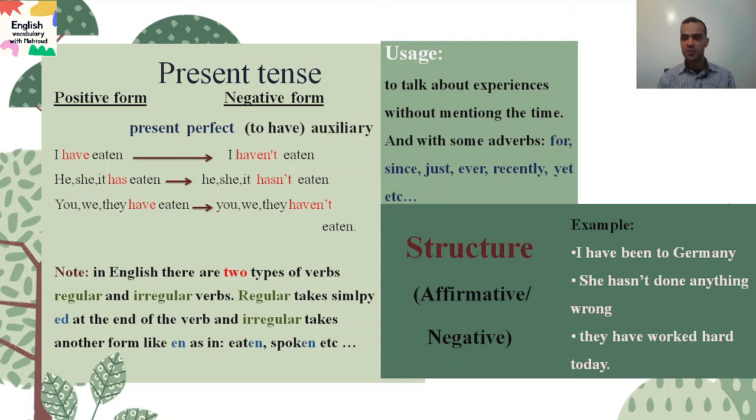Okay, as I told you, this is an experience that someone, or me, it could be me, why not? I've been to Germany. So this is just an experience. If I mention a time, if I said I have been to Germany last year, it will be wrong, and it will no longer be an experience using the present perfect as the right tense for it.